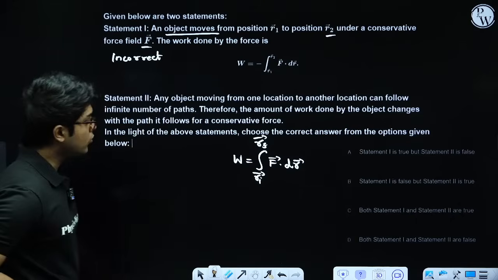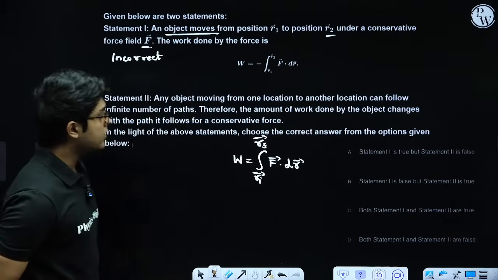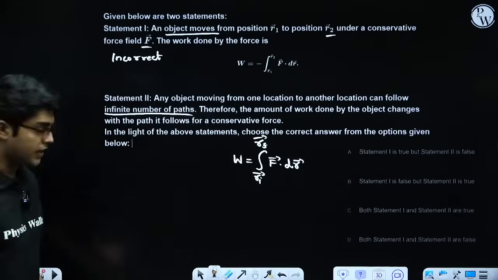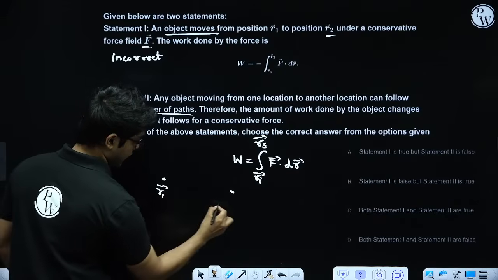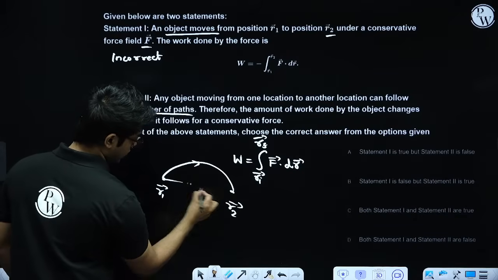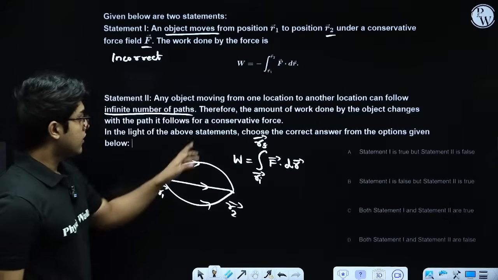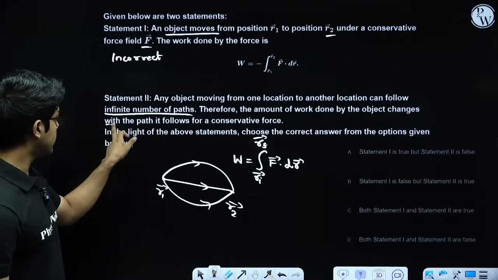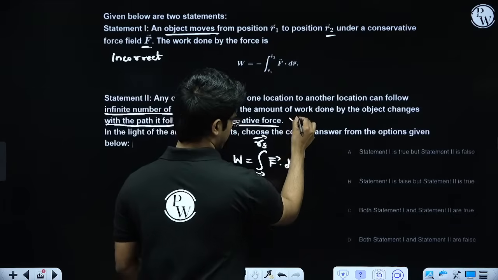Now for statement 2, what they're mentioning is any object moving from one location to another location can follow infinite number of paths, which is true. If we have 2 points in space, r1 and r2 vector, you can go from r1 to r2 through infinite number of paths. But continuing, therefore the amount of work done by the object changes with the path it follows for a conservative force. And this is what makes it wrong.